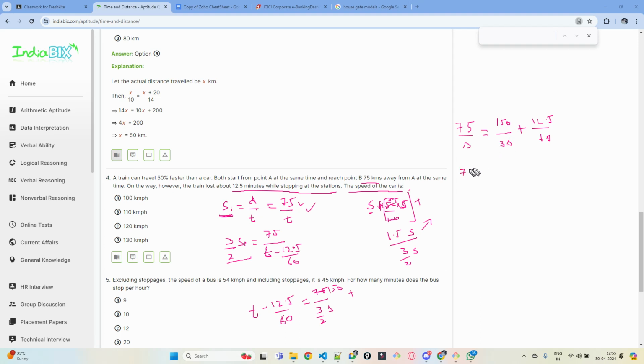So this will be 75 by s. This 150 comes this side now. 150 by 3s is equal to 12.5 divided by 60. This is 60. Okay, so now cross multiply, same thing. What is this? 3 into 75 minus 150. Yes, cross multiply, this yes cross multiply. This we can cancel, right? This is 50, right?